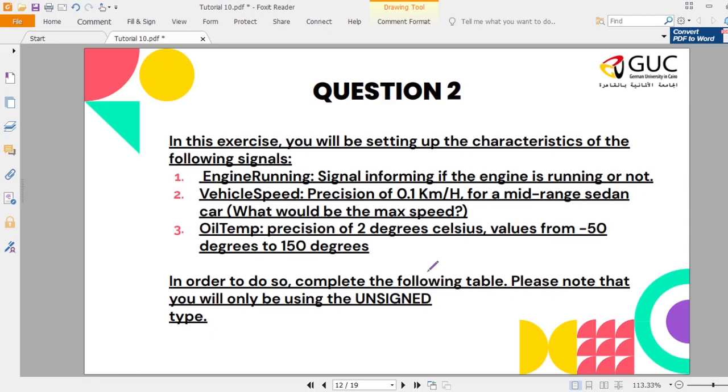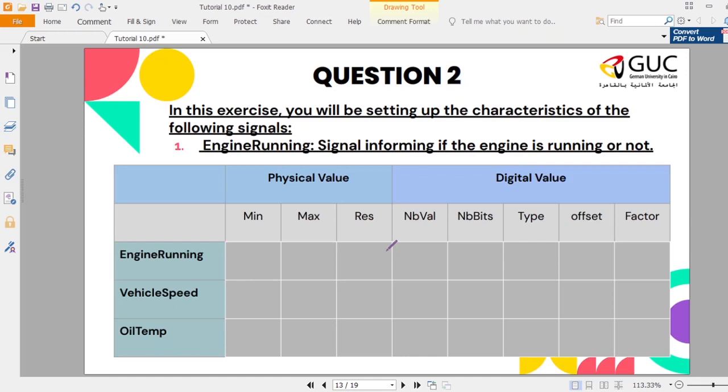So in order to do so, complete the following table. Please note that you will only be using the unsigned type. So our 3 signals are unsigned, so we will not care about the signed type. We will just care about the actual values. Our physical value, which comes out of our signal, is as the following.